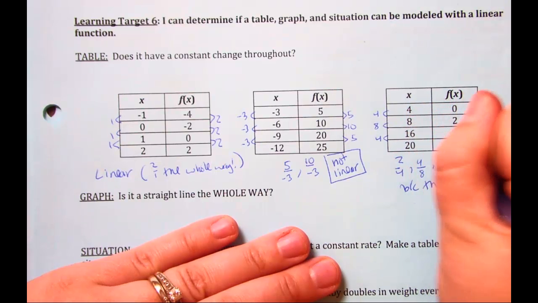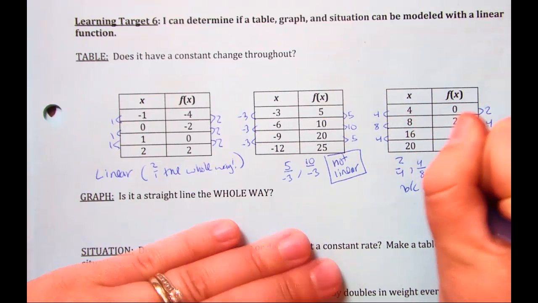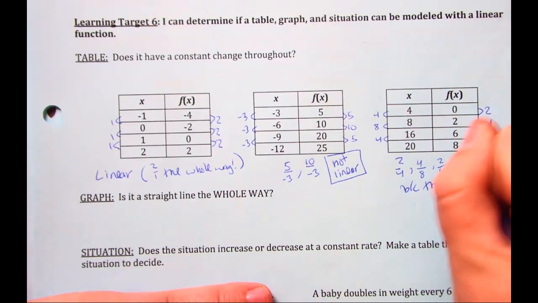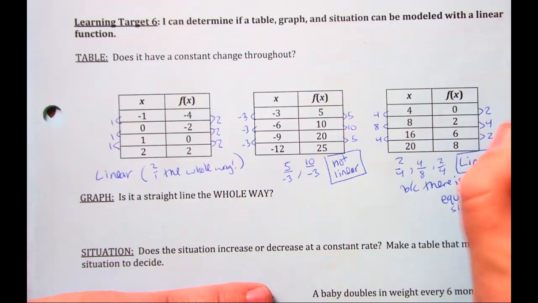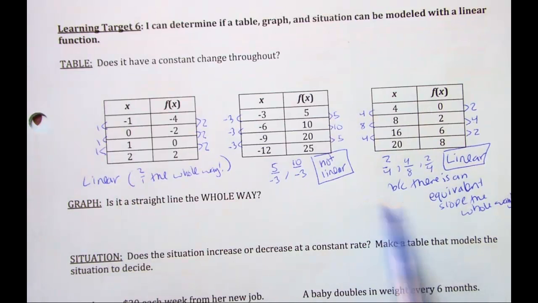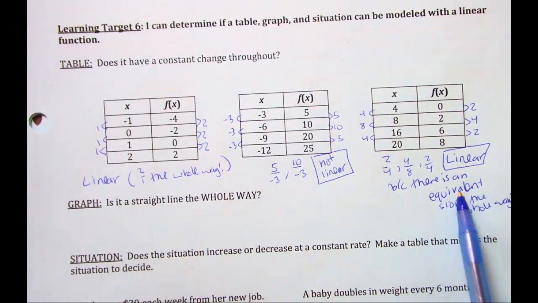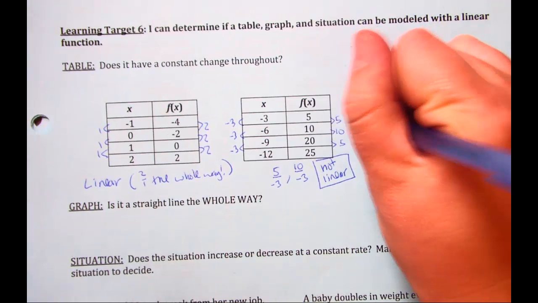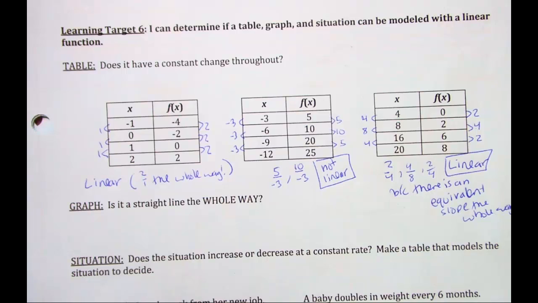because there is an equivalent slope the whole way. Okay, so because there is an equivalent slope the whole way, this function is linear. It looks different, but that's okay, it's equivalent.